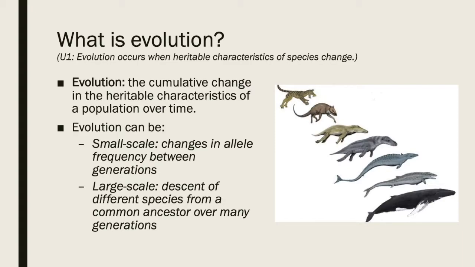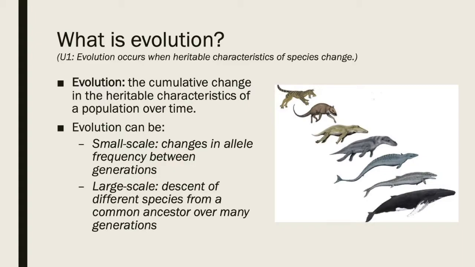Cumulative change means a series of small changes over many generations. So it's all of these changes together. And then heritable characteristics, as looked at in Unit 3 genetics, is just any trait which can be inherited from a parent by an offspring. And a population is just a group of organisms belonging to the same species. So that is what evolution is.